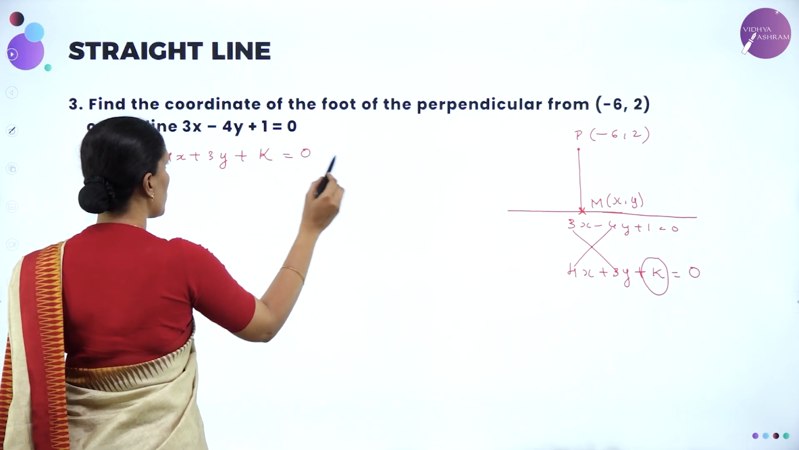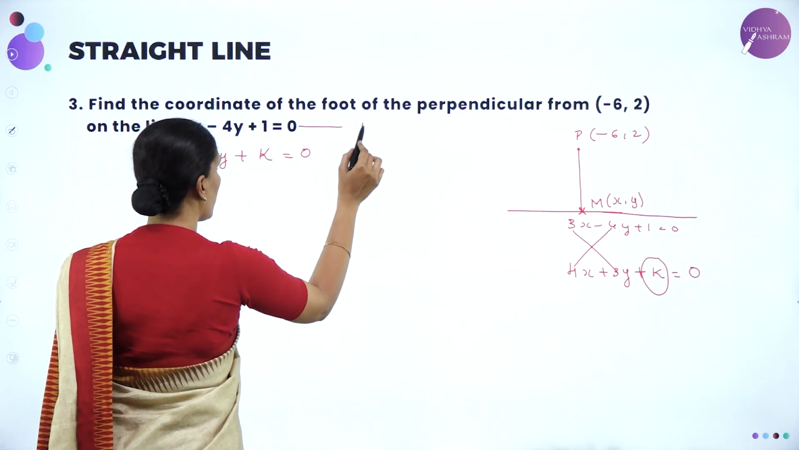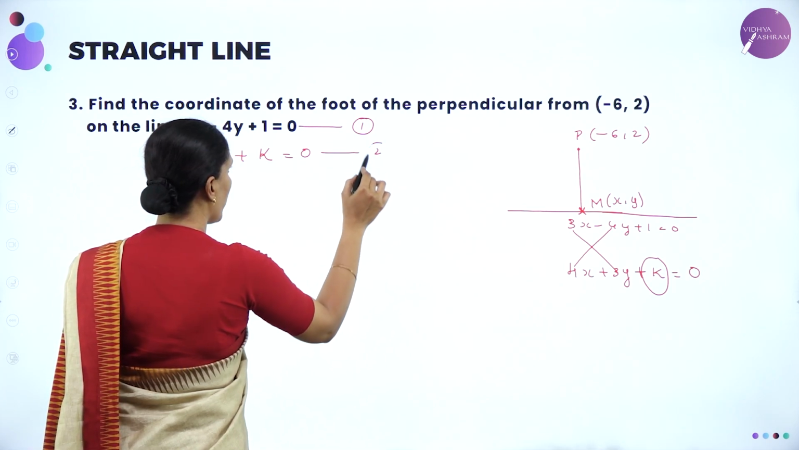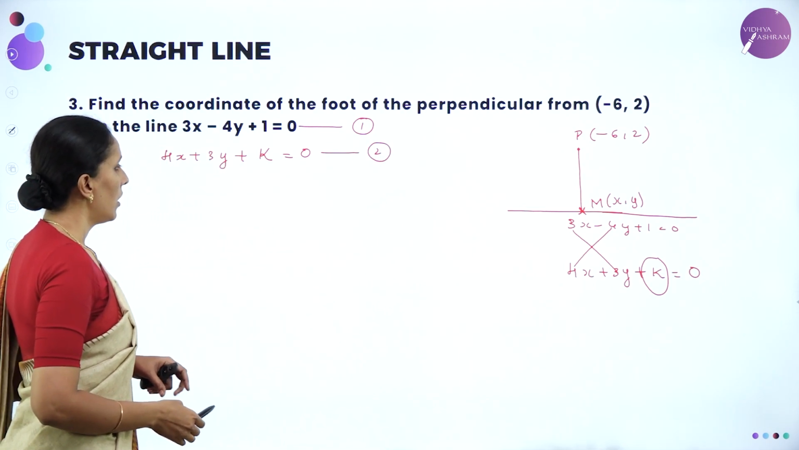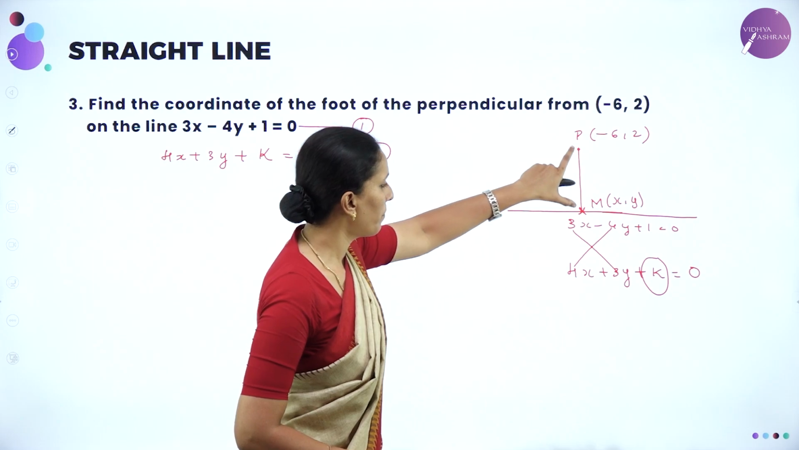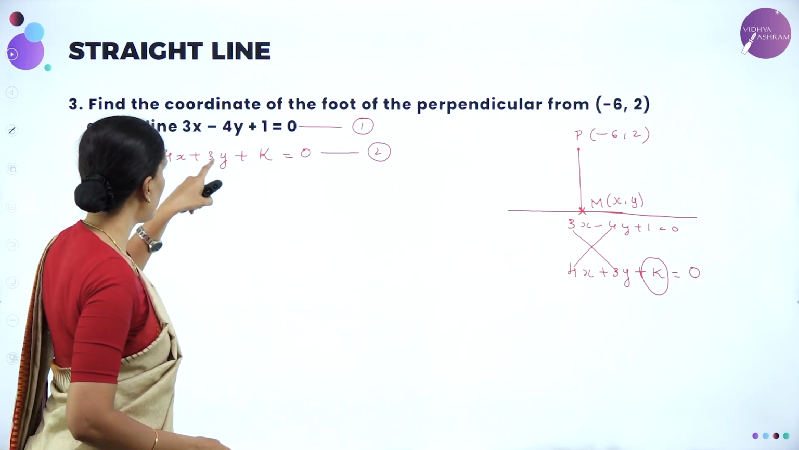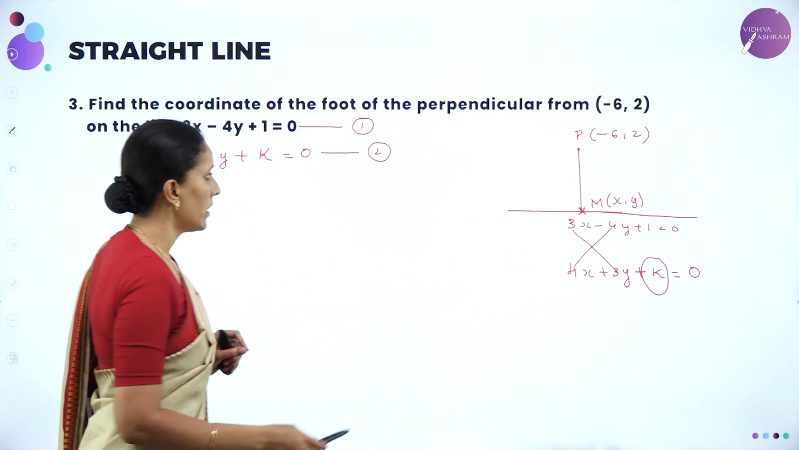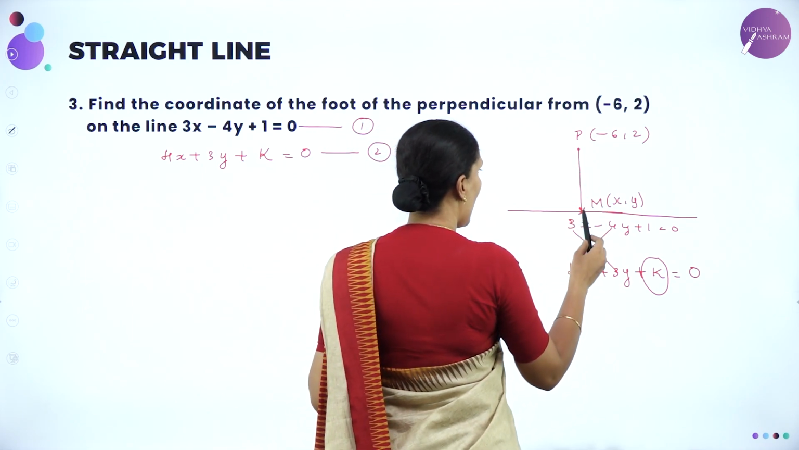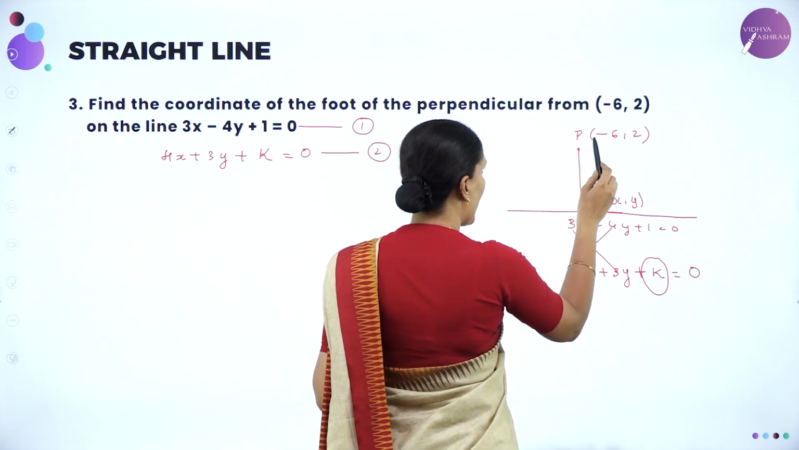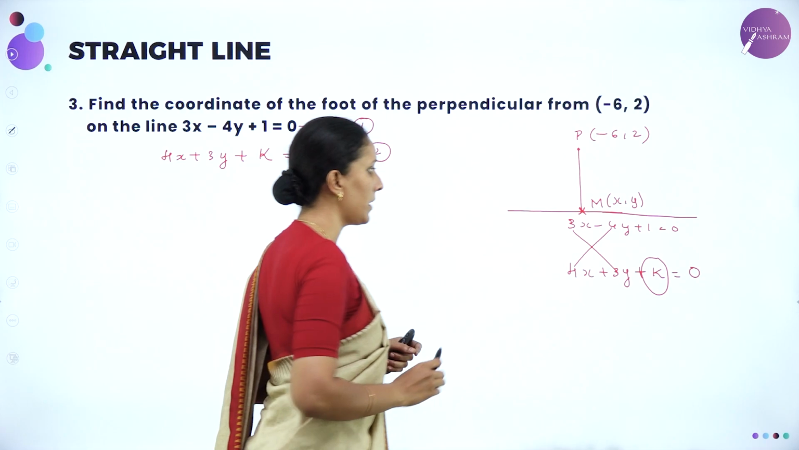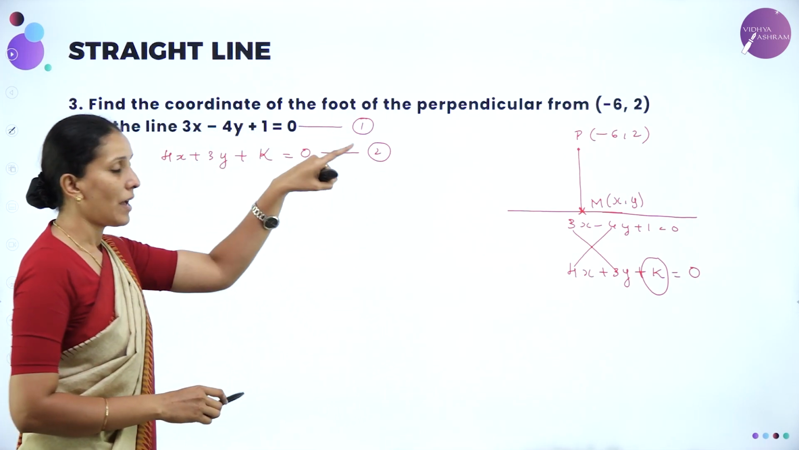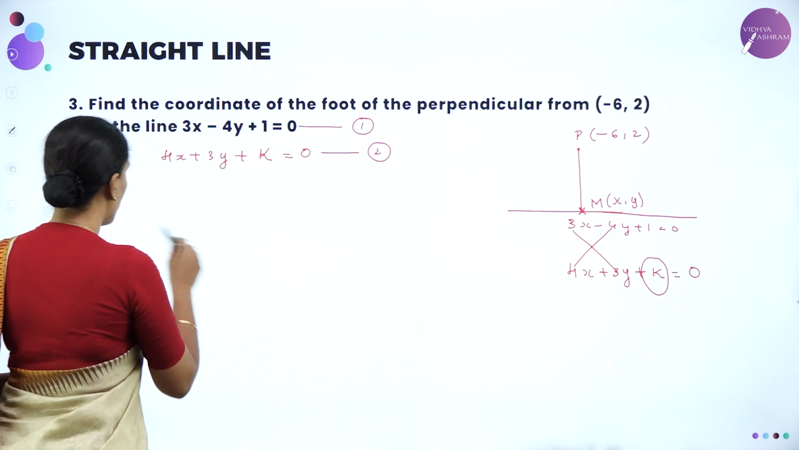is equal to 0. So let me consider this as equation 1 and this as equation 2. Now that means the equation of PM is given as 4x plus 3y plus k is equal to 0. See here, PM is a line and the point minus 6 comma 2 is on the line PM. That means the line is passing through minus 6 comma 2.